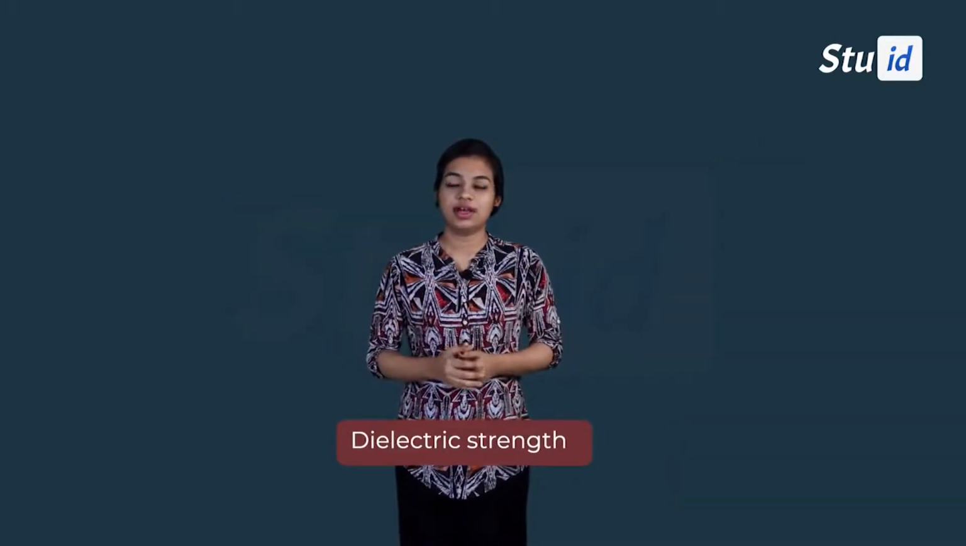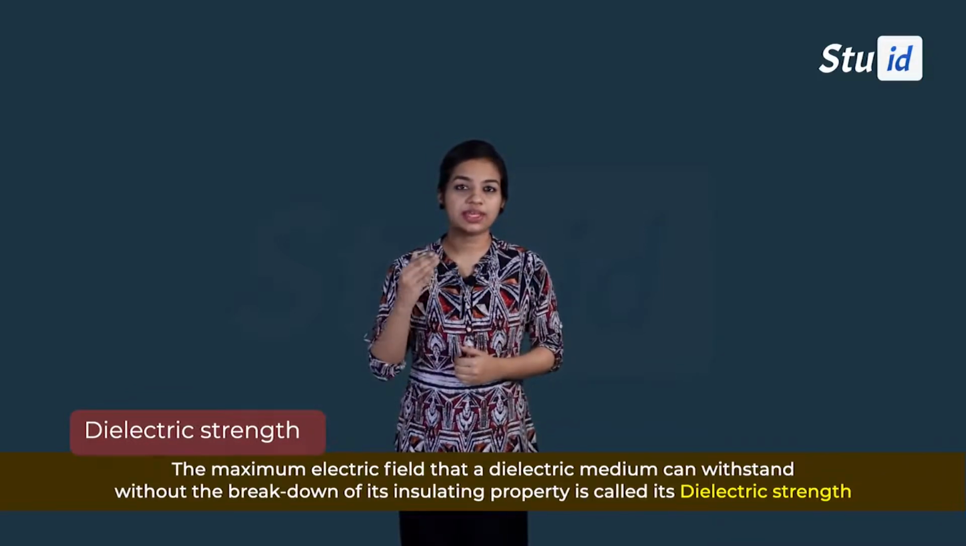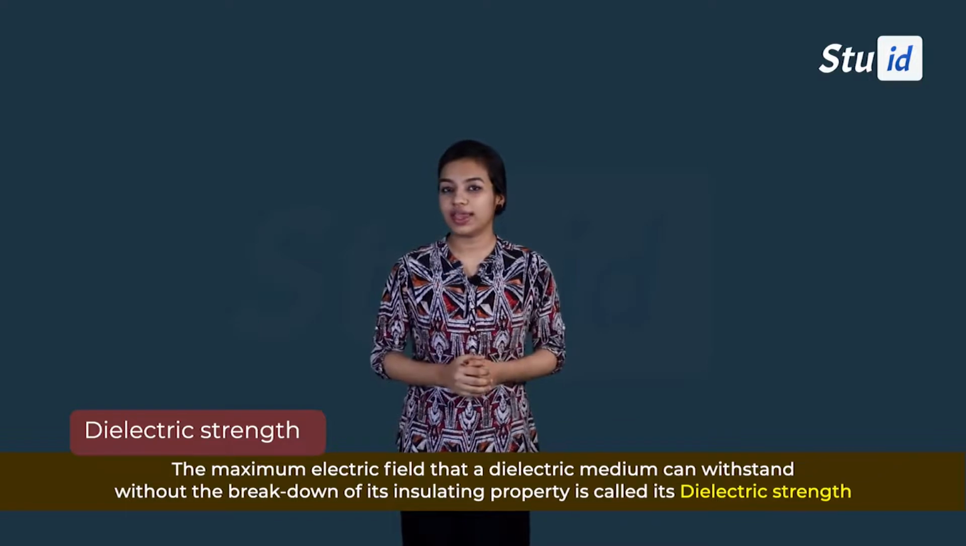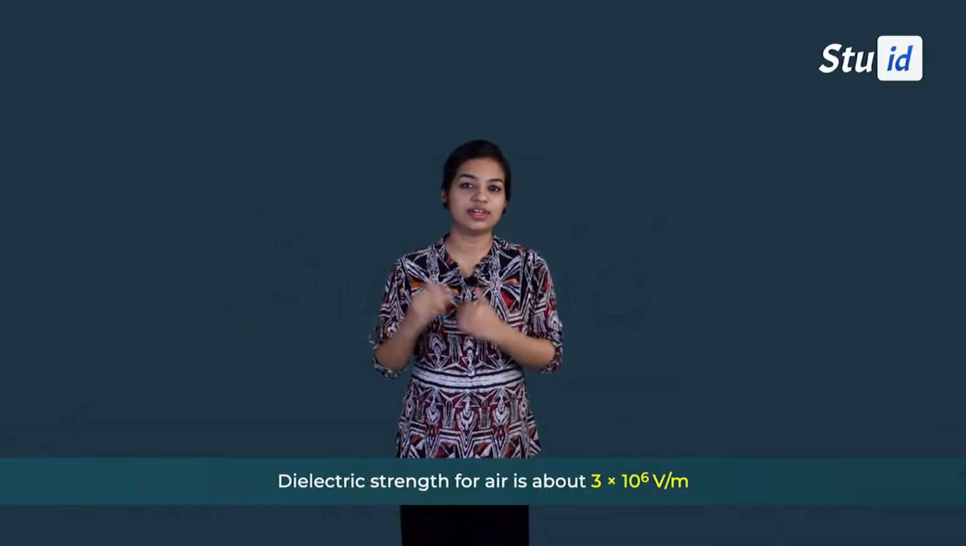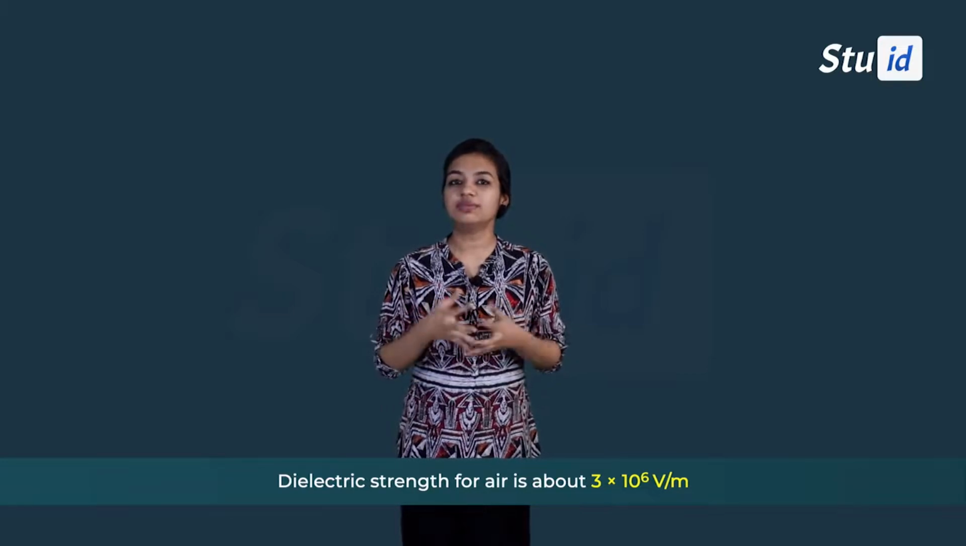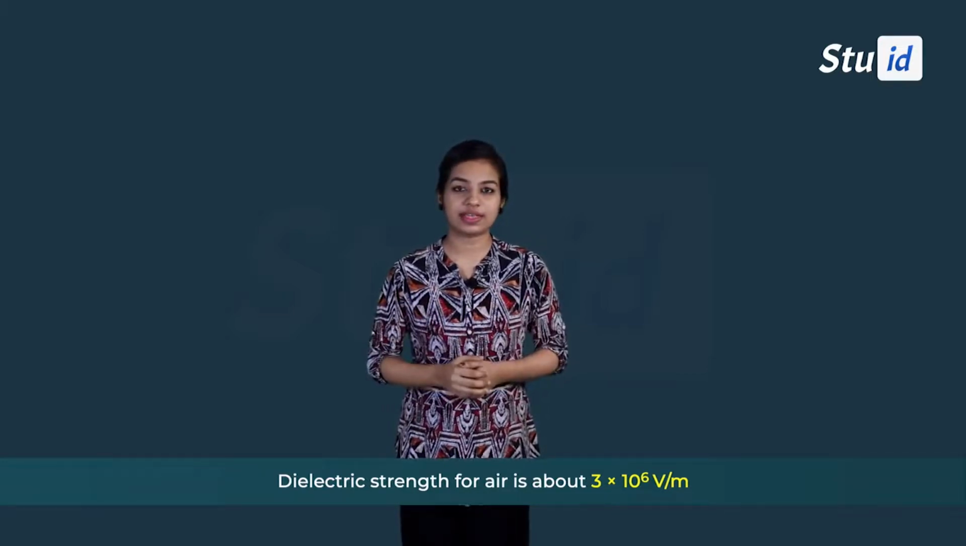Next is about dielectric strength. The maximum electric field that a dielectric medium can withstand without the breakdown of its insulating property is called as the dielectric strength. In case of air, it is 3 into 10 raised to 6 volt per meter. So these are some of the terms coming under dielectrics, and I hope you have understood this.